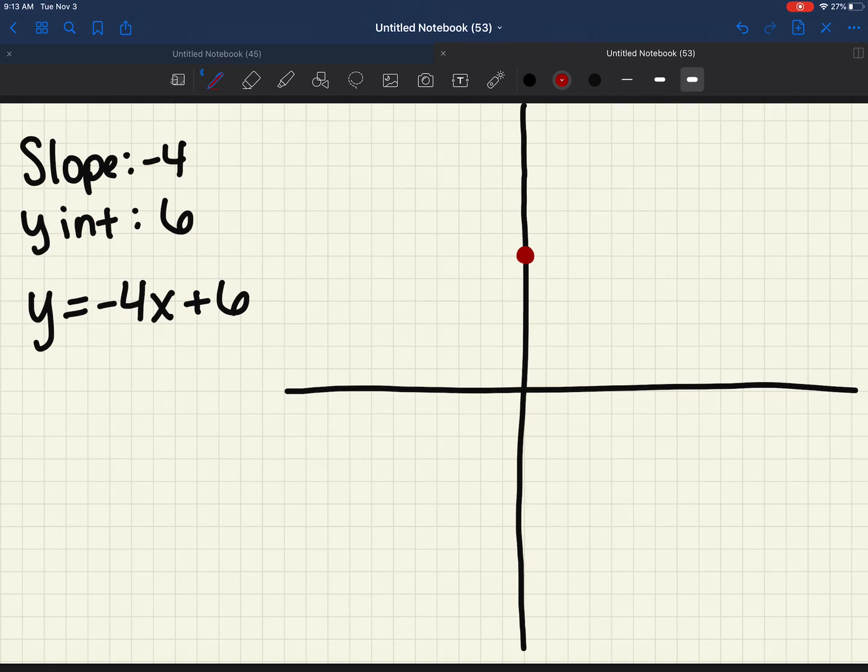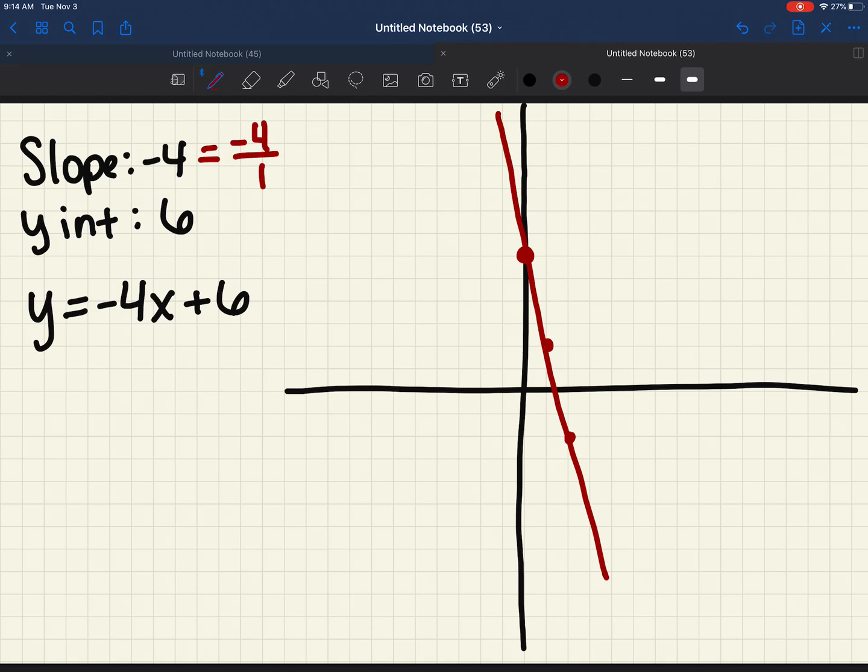Okay, then we talked about how we really want our slope to be a fraction, so we can use rise over run. How could I write my slope as a fraction? -4 over 1. Okay, now, since my slope is -4, what direction do you think I'm going to move? Down. Okay, so I'm going to move down 4. 1, 2, 3, 4, right 1.